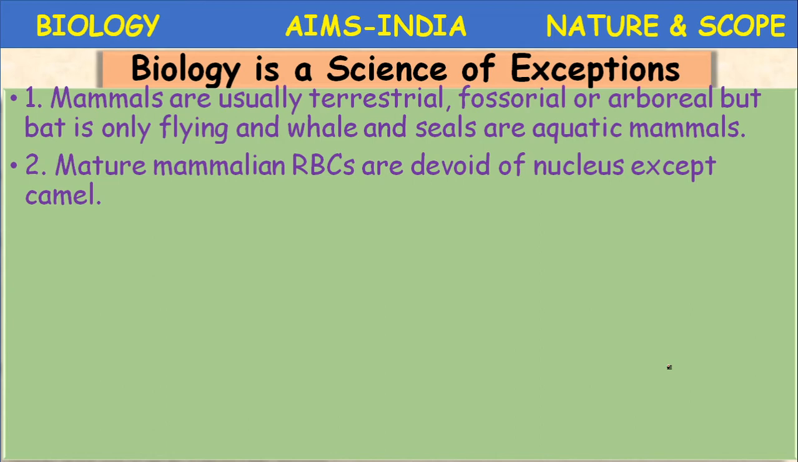So mature mammalian RBCs are devoid of a nucleus except in the camel. Generally the mammalian RBC, when it is premature, meaning not mature or early RBC, consists of a nucleus. But when it gets mature, that RBC is considered as a prokaryotic-like cell, because the nucleus and other organelles disappear. But in the camel's blood, the RBCs are nucleated. Nucleated RBCs are present in the camel and llama. Okay, so this is an exception.